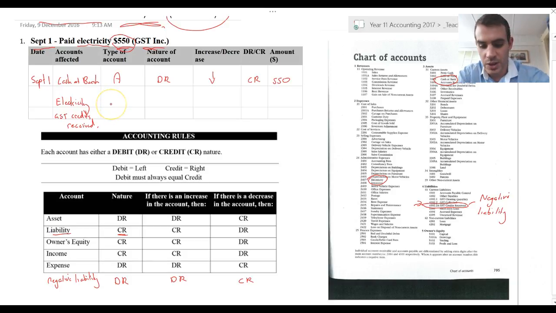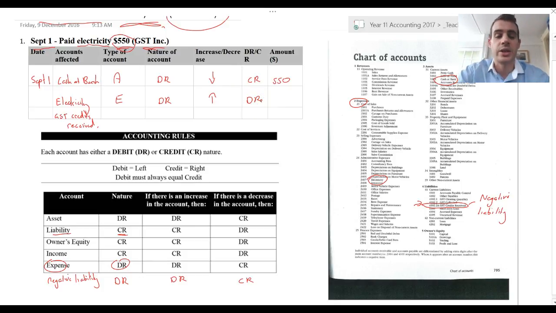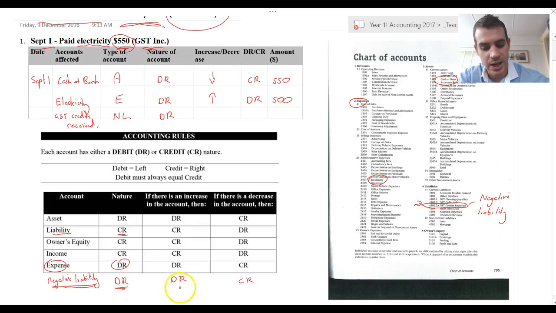The electricity account, so we know electricity is an expense. Expenses are debit by nature. So electricity is an expense account, which is a debit by nature. Our expense account has now gone up, so it stays a debit. Now in this entry here, we put the ex-GST amount. So that's going to be $500, the ex-GST amount. GST credits received, so that's a negative liability account. By nature, that's a DR. It's increased, so it's going to stay a DR for the GST component, which is $50. You can see here, our two debits equal our credit.